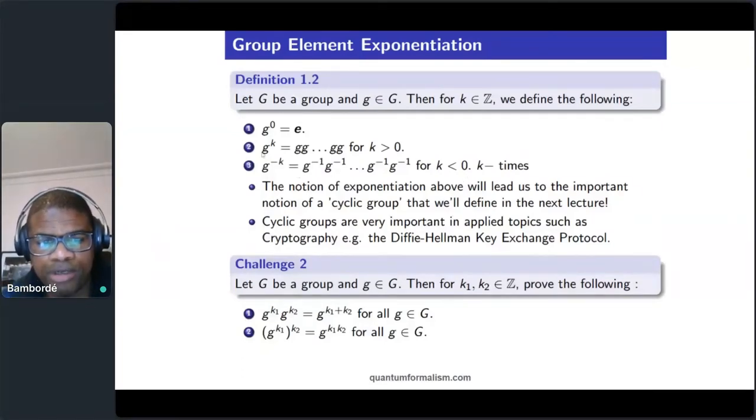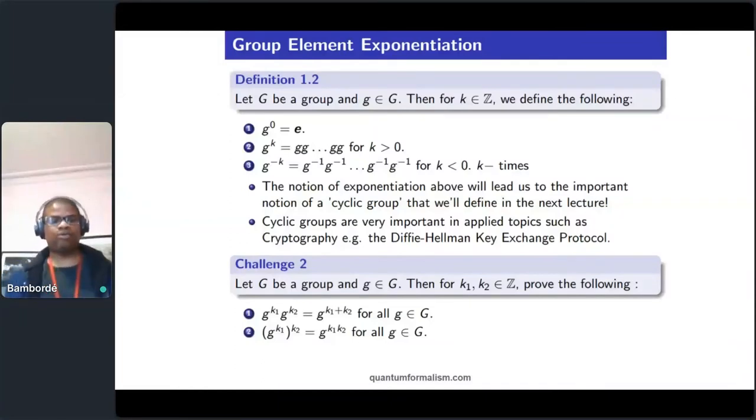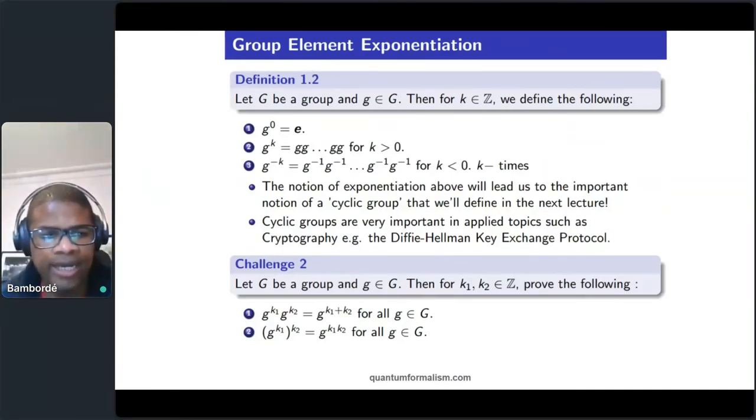Now, the reason we need this is because we need the notion of a cyclic group. Cyclic groups are very important, and we will come back to them in the next session. That's why I'm defining this notion, because we need it in order to define them. They are key if you are interested in cryptography, for example, in the Diffie-Hellman key exchange protocol, where Alice and Bob agree on a cyclic group. That's one of the key things for them to be able to exchange their secret over an unsecure channel. We will see how this is done. So it's very important that you feel comfortable with this, especially when we get there. Okay?